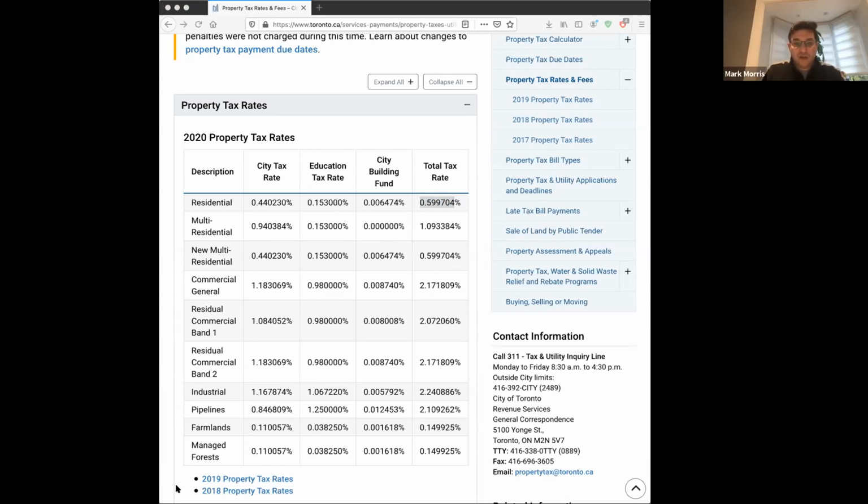I'm just going to write it in. So it's 0.599704. And it is 0.0059 because it's of a percent. Let's make sure that we are accurate by putting in a couple more decimal spaces.